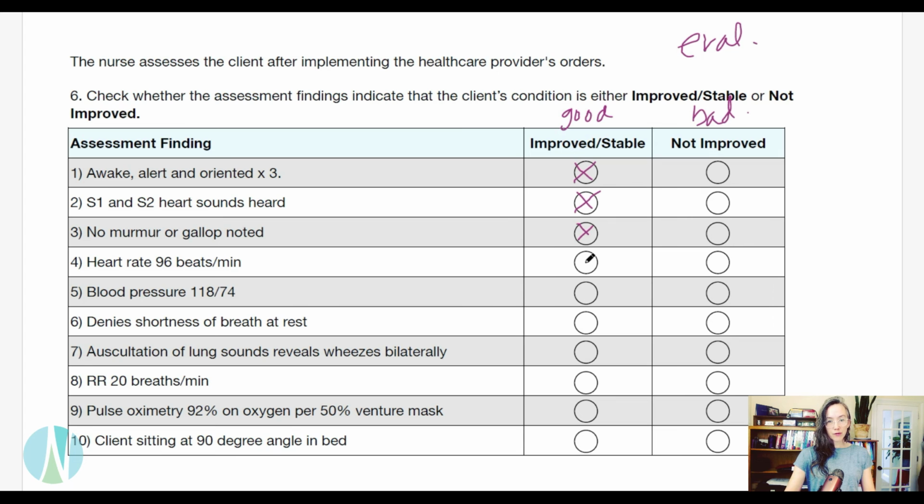So the heart rate is improved or stable. The blood pressure is good. It went down a little bit. Denies shortness of breath at rest. That's a stable finding. Auscultation of lung sounds reveals wheezes bilaterally. So that is not good, right? And they had wheezes to begin with, so they haven't improved with that. Respirations are 20 breaths per minute, and they were 24, so that's good. The pulse ox is 92% on a 50% Venturi mask, so that's good. And then the client is sitting at a 90-degree angle in bed, and that is good, right? They were on the tripod, but just sitting up, that's a good finding. And so that is an example of a case study.